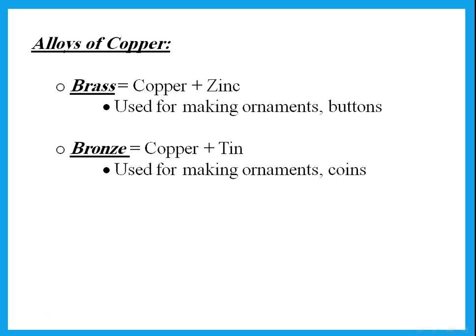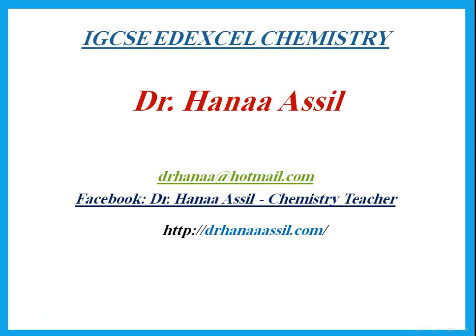The other alloy of copper is bronze. Bronze is a mixture of copper and tin. And copper and tin is used for making ornaments also. So both of them are used for making ornaments, but bronze is also used for coins.